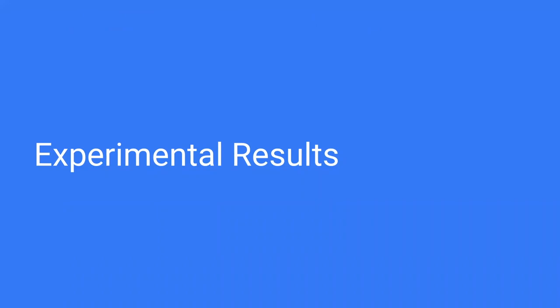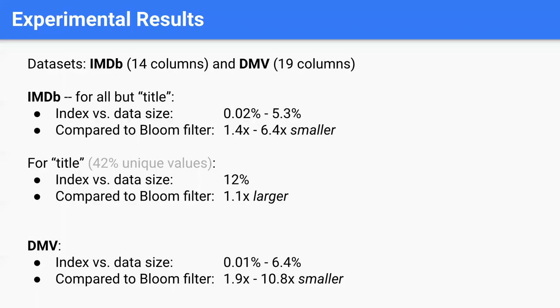Finally, let's look at a few numbers. Here are some results on IMDb and DMV data with 65,000 rows per stripe and a 1% false positive rate. On IMDb, we found Cuckoo index to be 1.4x to 6.4x smaller than Bloom filters. The only exception being the high cardinality column title, for which Cuckoo index requires 10% more space.